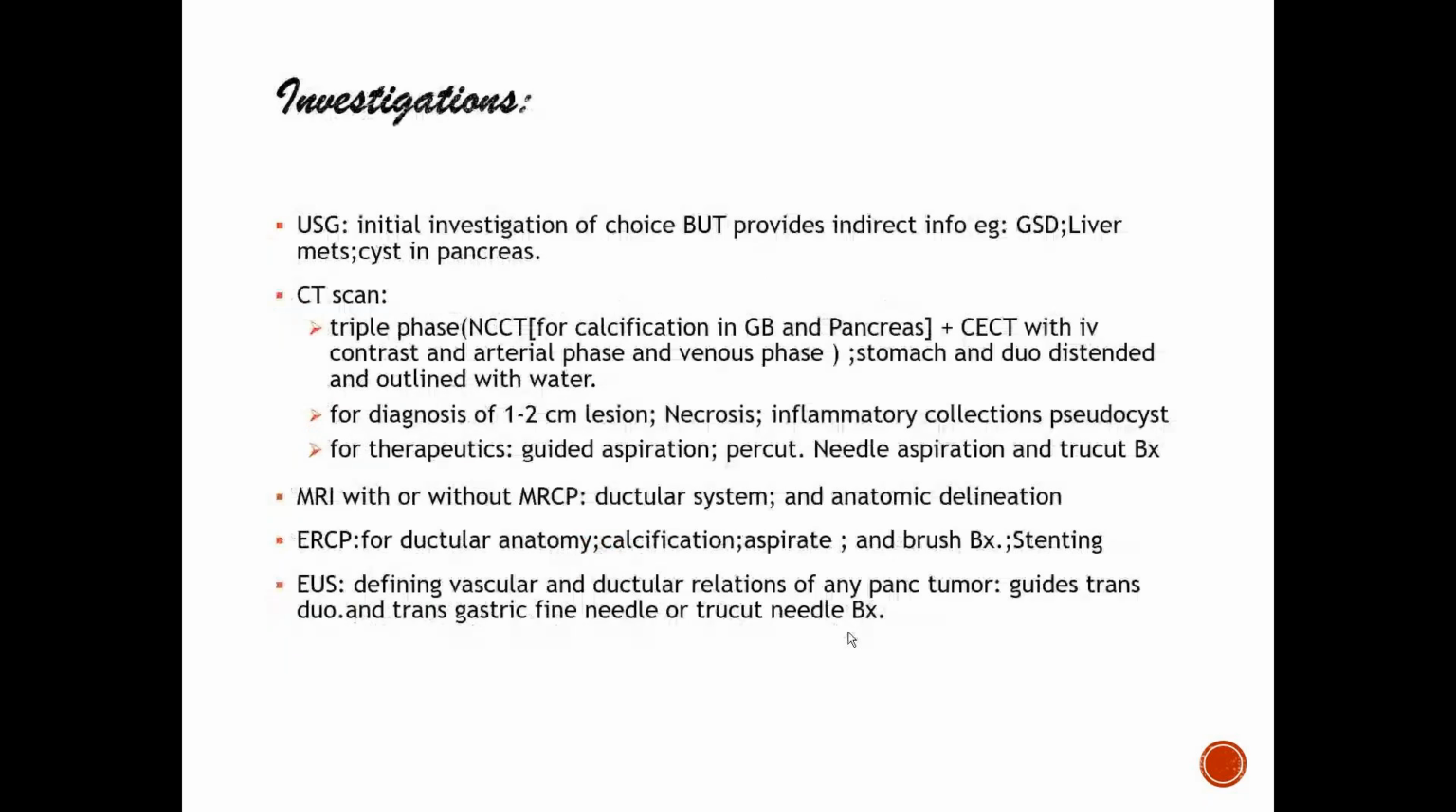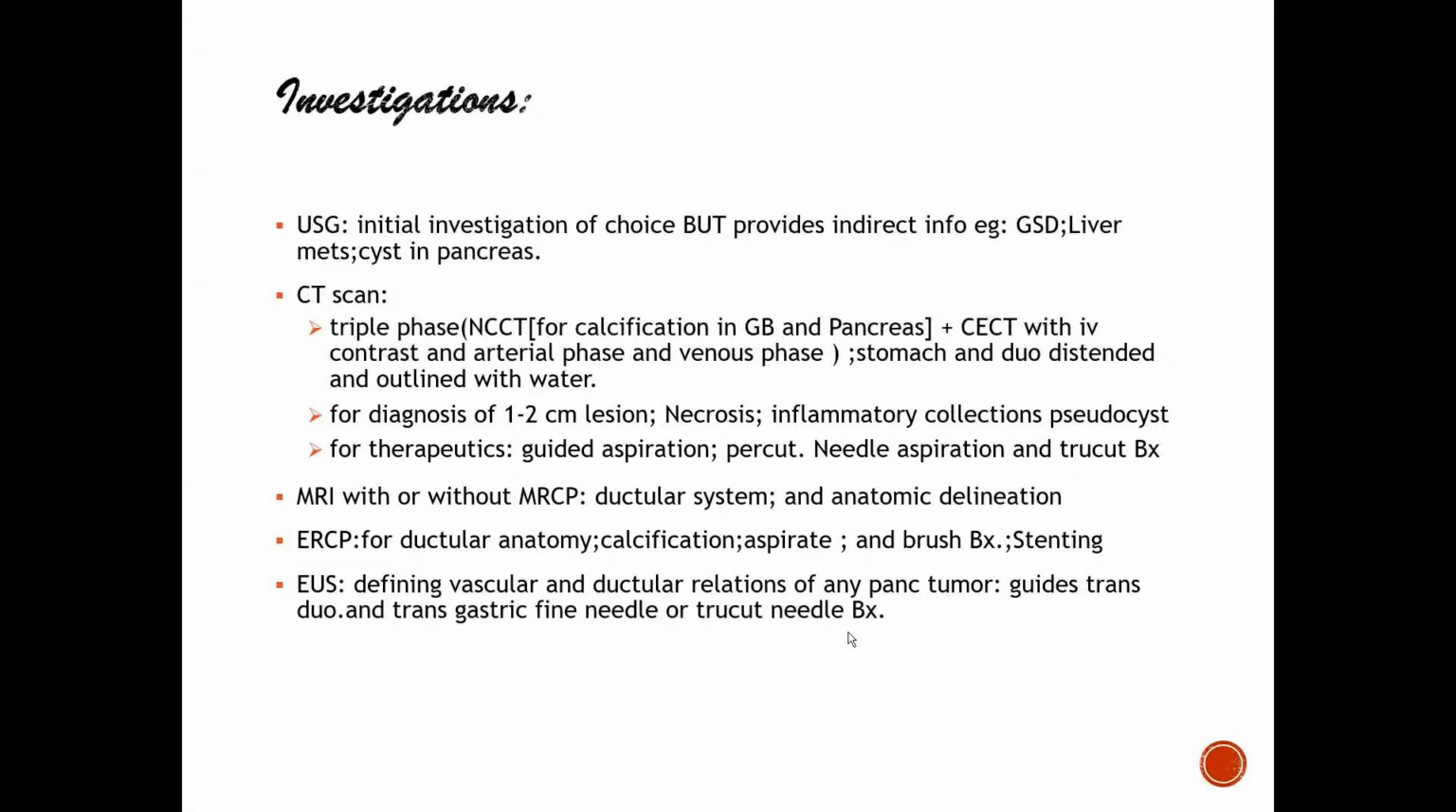The other investigations: the ultrasound is the initial investigation of choice, but it provides indirect information. Not a very good investigation, but still the first investigation of choice. It doesn't tell you too much about the pancreas. It's just going to tell you about the related diseases. For example, it can tell you about a gallbladder stone disease when you're suspecting acute pancreatitis. That gives you an indirect hint that probably there could have been a CBD stone, or there are liver mets in a patient with pancreatic cancer, or a cyst in the pancreas. So these are instances where ultrasound is going to help you in a pancreatic disease. The second is the CT scan, which is the gold standard, especially the triple phase CT.